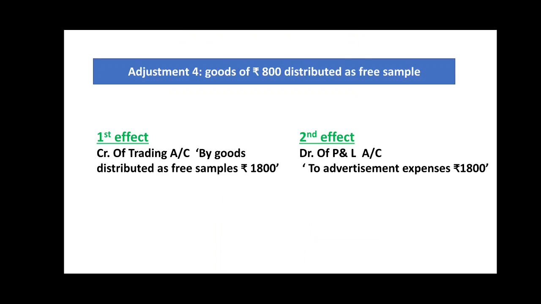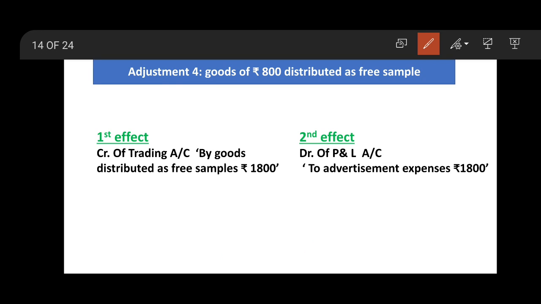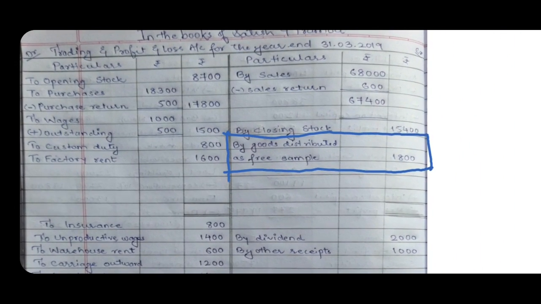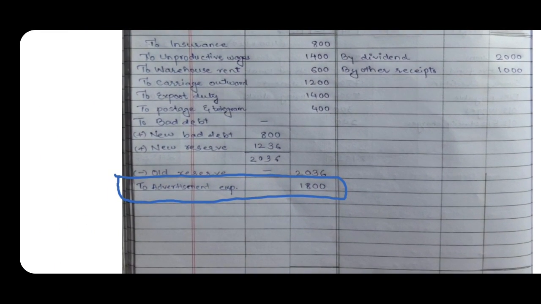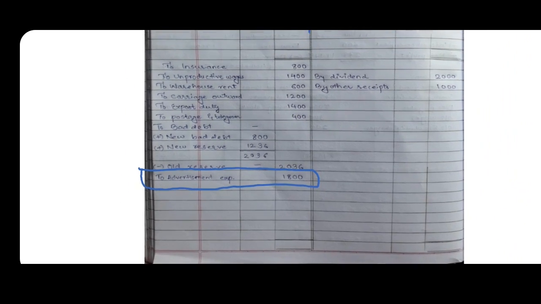The next adjustment is regarding goods of 800 distributed as free samples. Free samples is, if the goods are distributed as free sample, it is nothing but advertisement expense. So first effect to the credit side of trading account, writing by goods distributed as free samples rupees 800, and the second effect goes to debit side of profit and loss account to advertisement expenses 800. In this way, to the credit side of trading account, by goods distributed as free sample 800, and to the debit side of profit and loss account, to advertisement expenses 800.